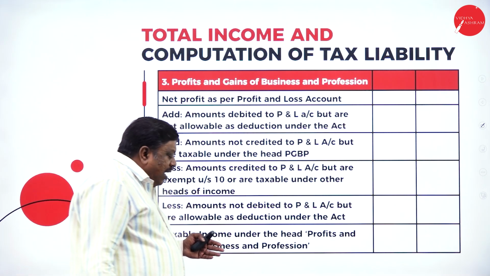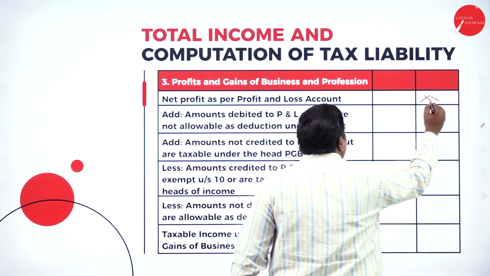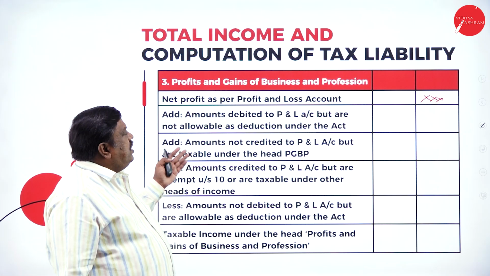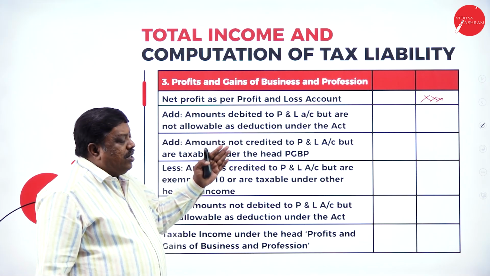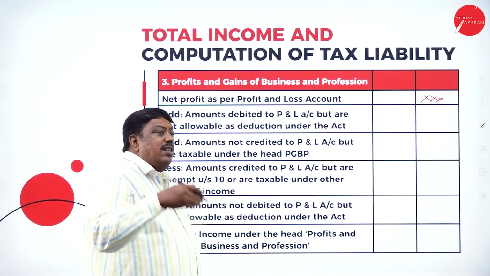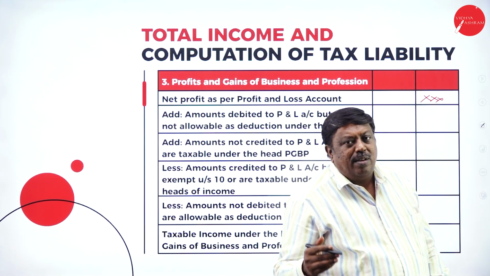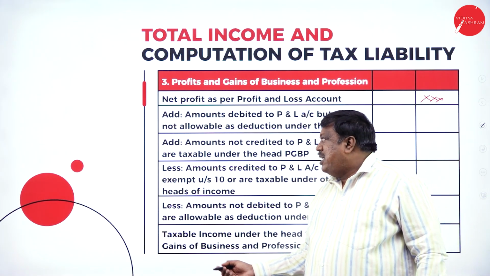The first concept, net profit: whatever we have in our profit and loss account should be written here. To net profit, we have to add the amounts which have been debited to the P&L account but are not allowable as deduction under the Act. They are saying that when certain expenses which are not related to the business have been incurred and already deducted, we add back those expenses.